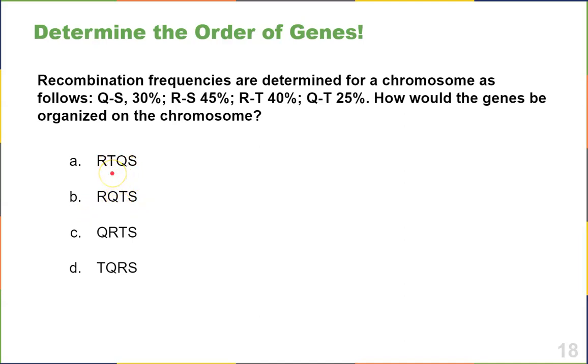Let's see. R and S are really far apart. Let's go for the next smallest. So Q and S should be located next to each other. So we're going to say letter A since Q and S are next to each other.